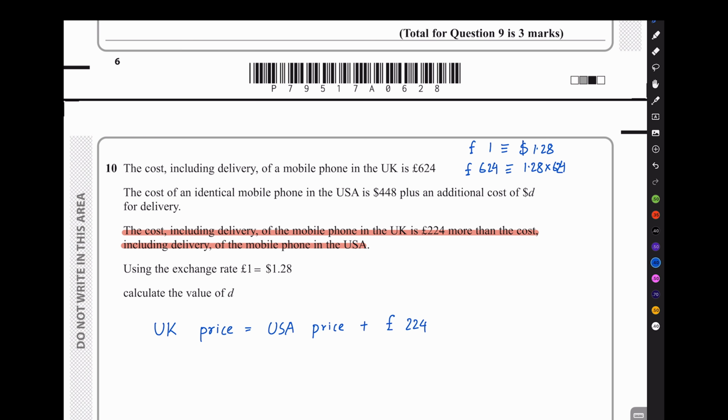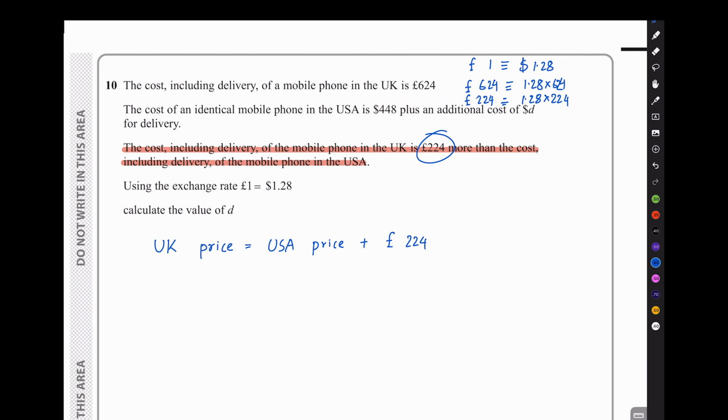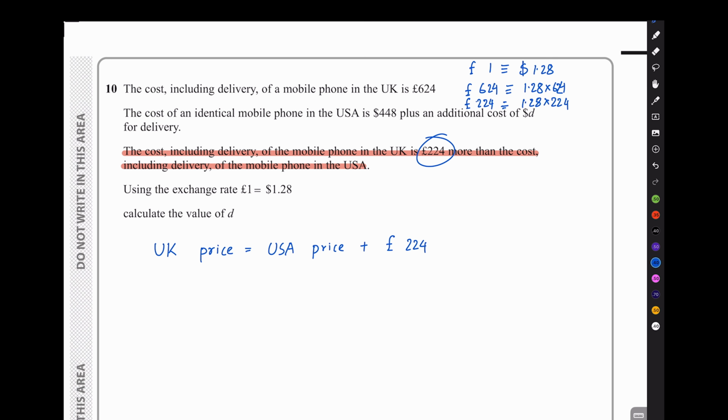Sorry, 624. And also this much. So 224 is going to be 1.28 times 224. I hope you get it. So now these values are in dollars, okay? These values are in dollars. So I'm just going to fill the values into the equation.